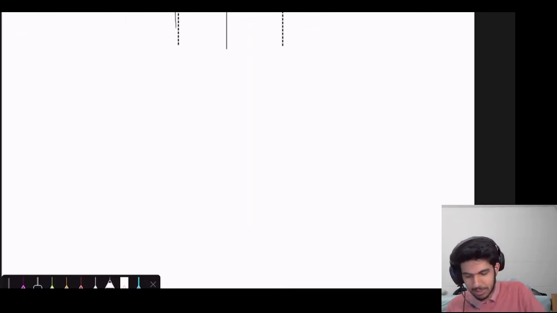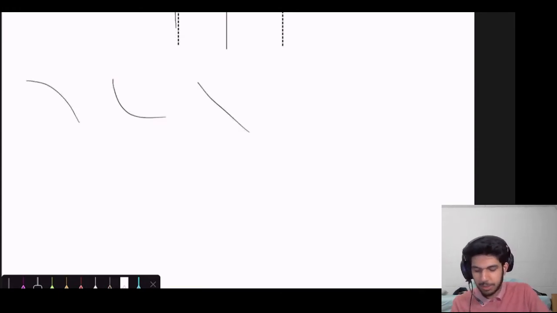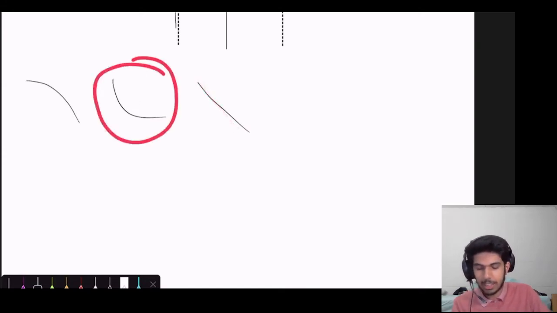So I just erased those, but my drawings were this, this, or this. This we said was concave down. The second one is decreasing, but it's concave up, and this was neither. So this is the kind of drawing we want.